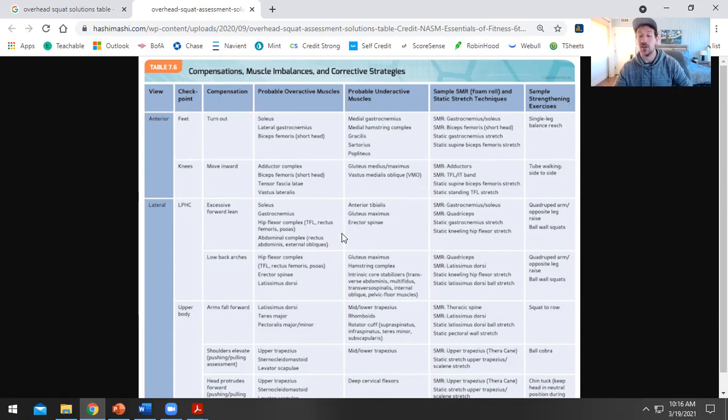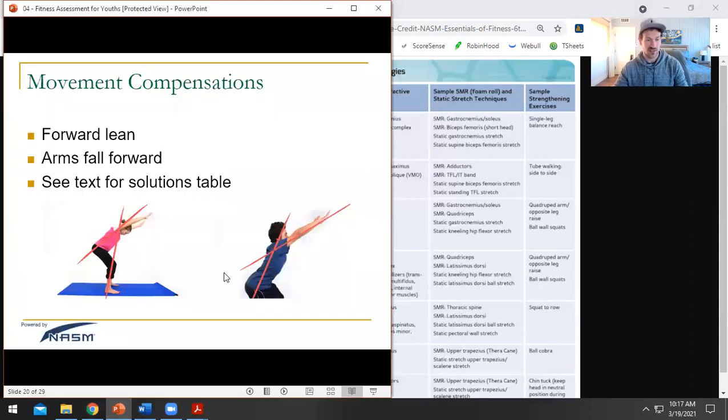And then, like I said, weak muscles are going to be on the opposite side of that. With the low back arch, that's going to be the gluteus maximus. The hip flexors do hip flexion, your glutes do hip extension. They're literally exact opposites. For the hip flexor complex, you definitely want to strengthen that glute. And then we see the erector spinae here. The low back needs to be strengthened in order to draw you upright again, in the excessive forward lean version, that is.